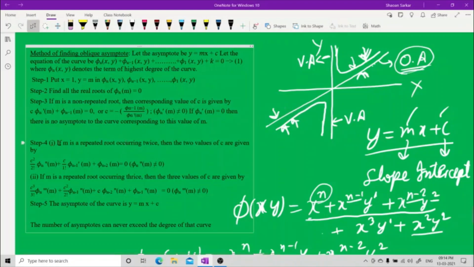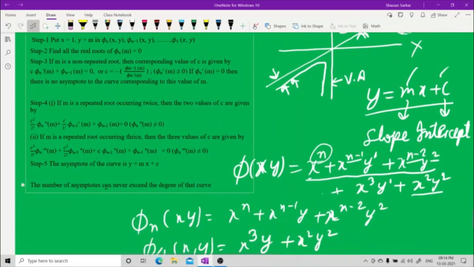But if m is a repeated root, use this formula: c square by 2 factorial, c by 1 factorial, and then this way. And if it is a cubic root occurring 3 times, then you take c cube by 3 factorial, then the third degree, this way you will have to do it. And the number of asymptotes cannot exceed the degree of the curve. Suppose the total degree is n, you cannot have n plus 1 asymptotes.